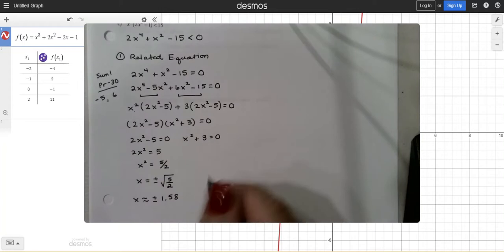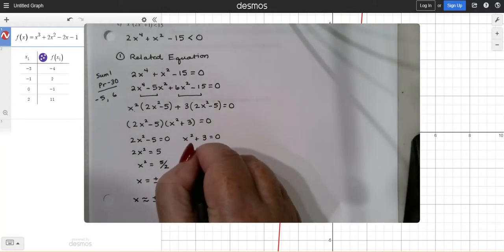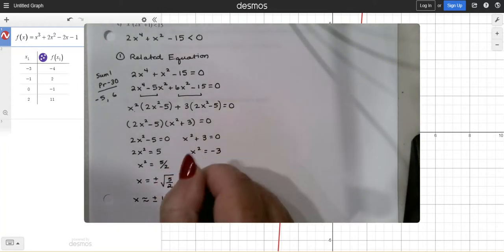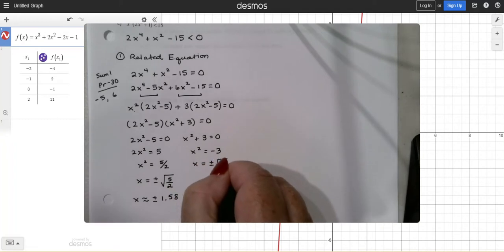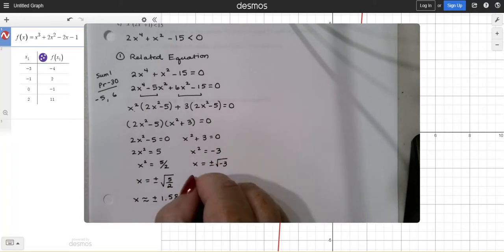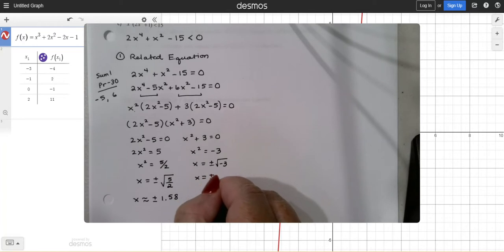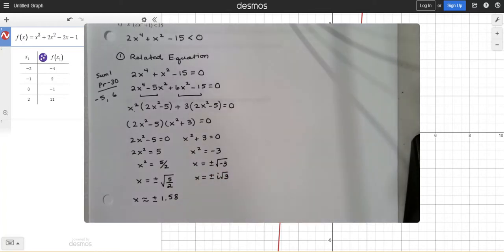All right, over here I've got x squared equals negative 3. So x would be plus or minus the square root of negative 3. And this one's going to give me an imaginary result. And I know the imaginary results are not going to be on our graph. Perfectly good zeros of the function. They're just not on the graph, so I don't have to worry about them for this purpose.